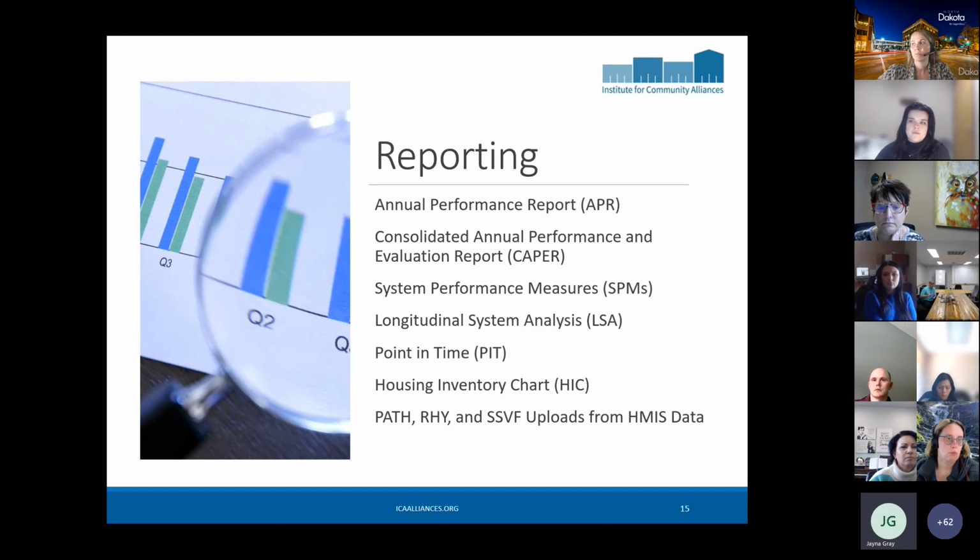There are 6 measures that they look at: length of homelessness, exits from homelessness, and retention of housing are some of the measures that they look at.